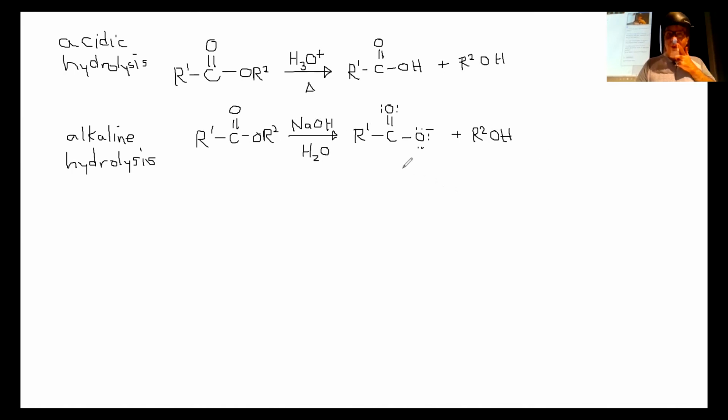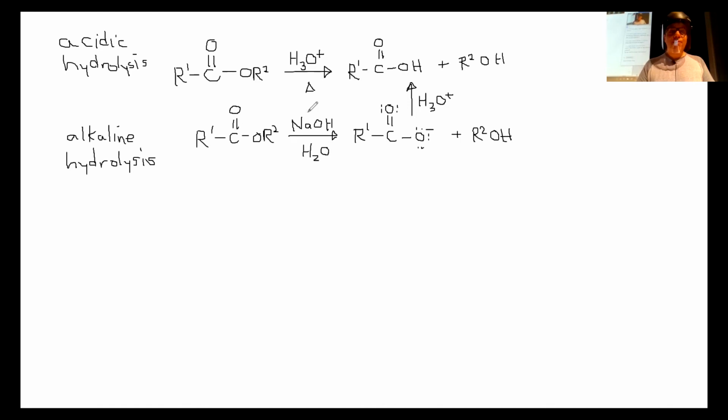And then if you want to get your carboxylic acid out, all you would do is add dilute acid. So this is not like cooking it in aqueous acid. You would just add some dilute acid, and that would put the proton back on. So it really is a 2-step process if you want to do an alkaline hydrolysis or a saponification of esters.